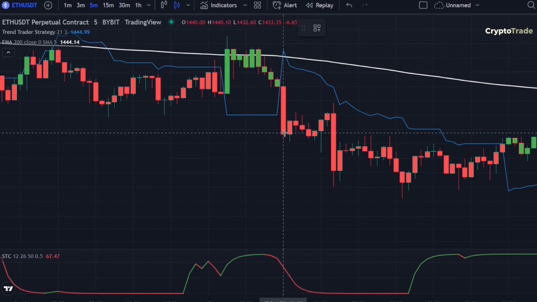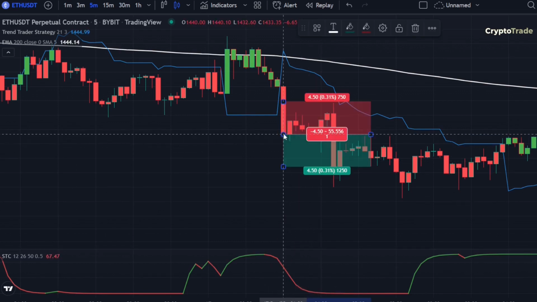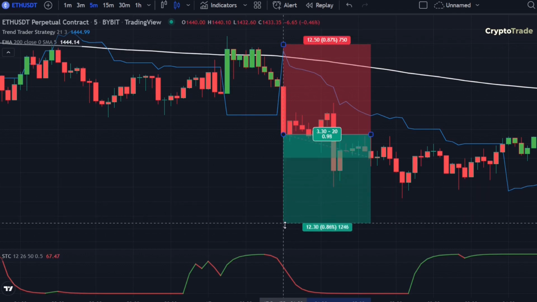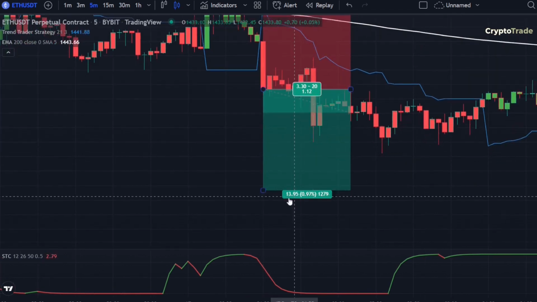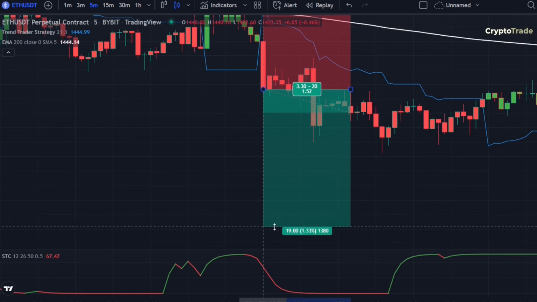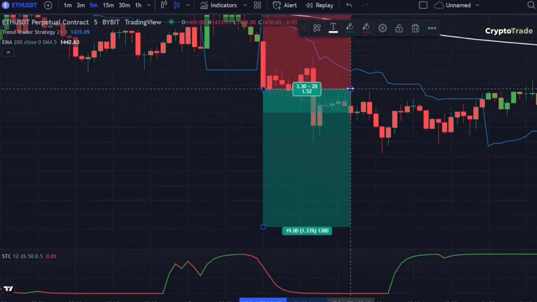As these conditions are met, place a sell order at the close of the red candle that has closed below the blue line. Place the stop loss above the nearest swing high. The risk-to-reward ratio will be set to 1 to 1.5. The market has reached the target and the trade has been successfully closed with profit.